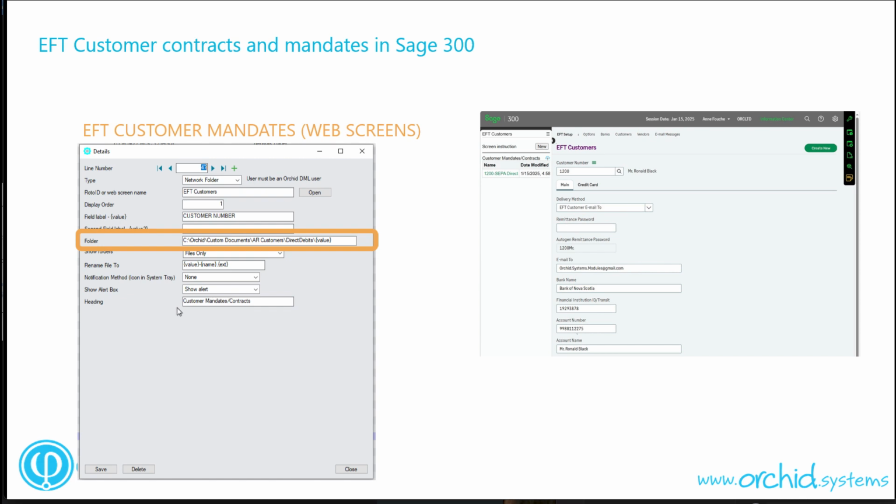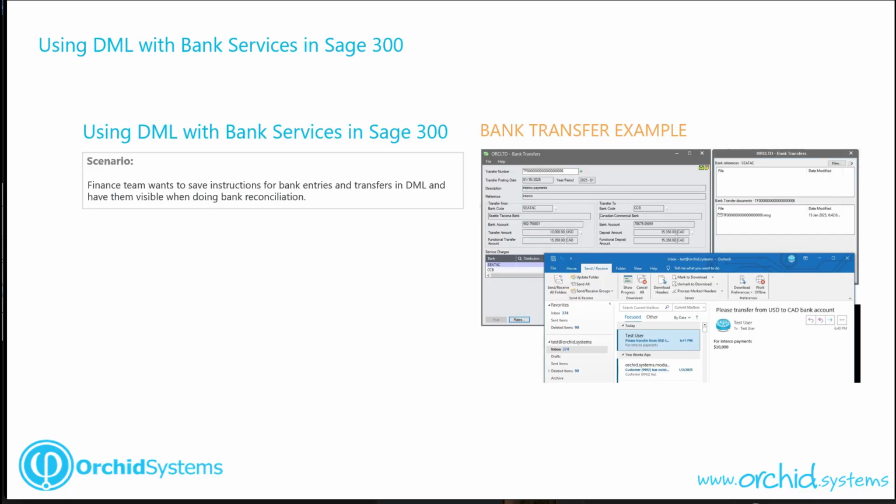So only the users who can see the bank details and those signed direct debit mandates can actually view them. We're going to stay with the finance team for the moment and have a look at using Document Management Link with bank services in Sage 300.